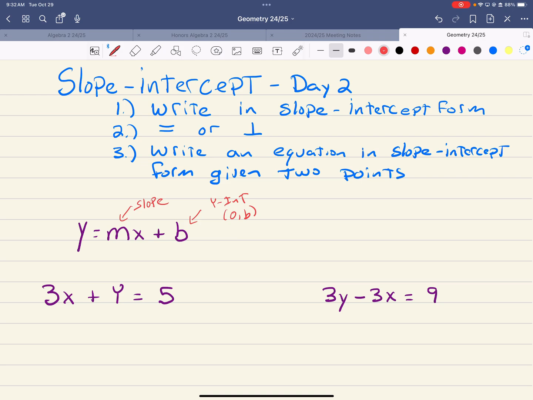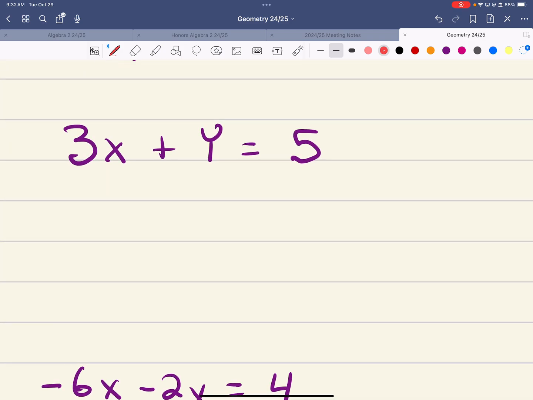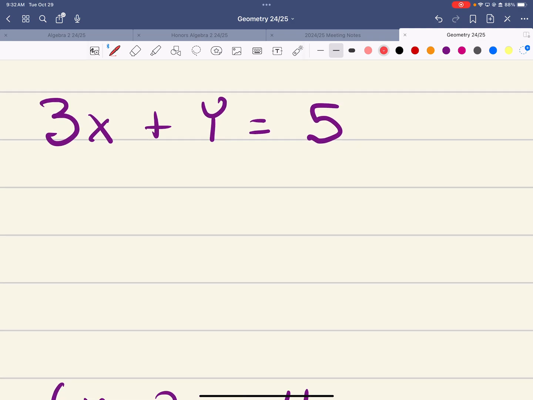Thank you. So if we're looking at this first example, it is 3x plus y is equal to 5. That's not in slope-intercept form. We want to put it in slope-intercept form. So that means we want to isolate the y variable. So in order to isolate the y variable, we need to get everything that's on the side of the y on the other side.